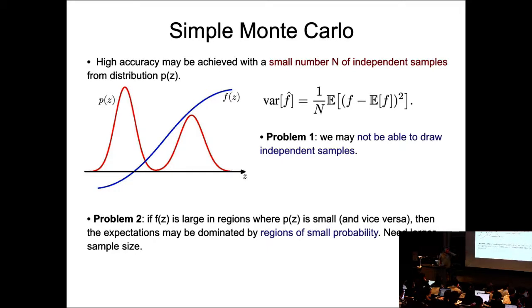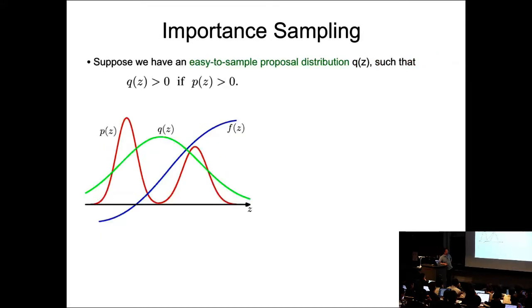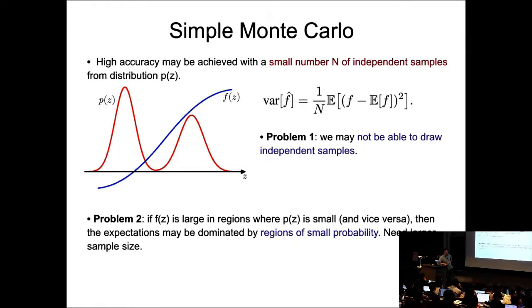Problem two, if f, your function that you're trying to estimate, is large in regions where P of Z is small, and the other way around, then the expectations may be dominated by regions of small probability, right? So for example, here the probability under your P is small, but the value of the function is high. So once in a while, when you get a sample from here, you have a very high value of f, and that will throw you away. Basically, the variance is going to be increasing, right? Does that make sense?